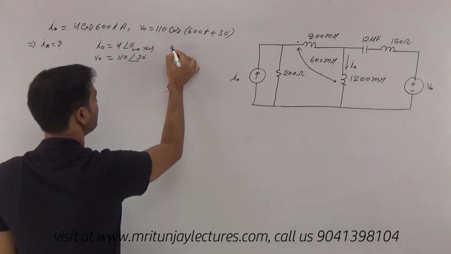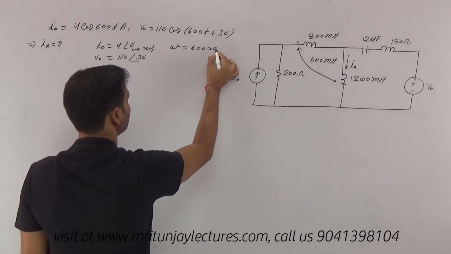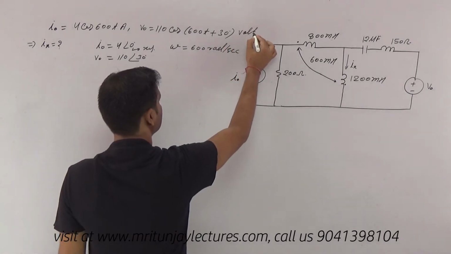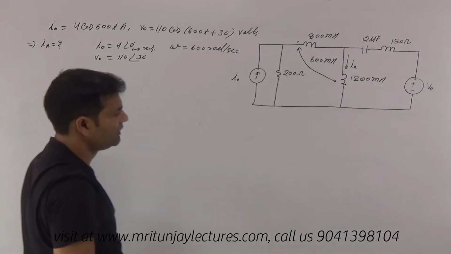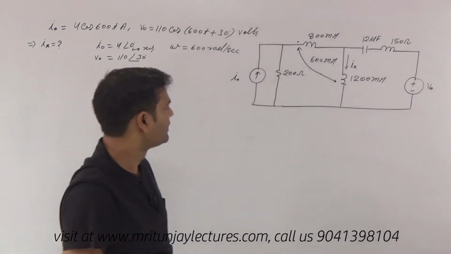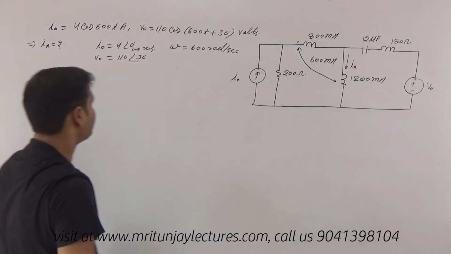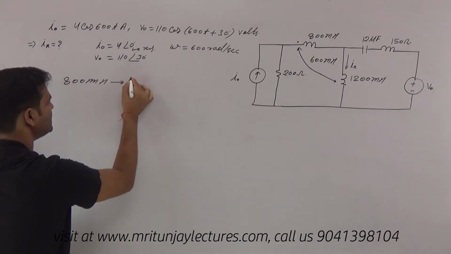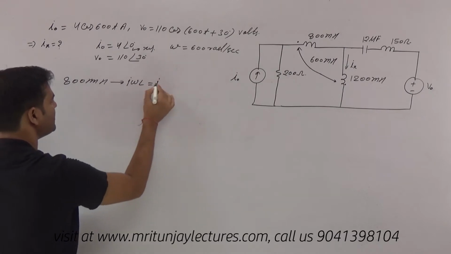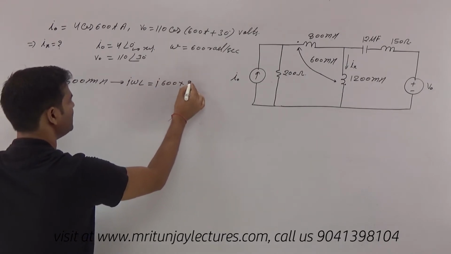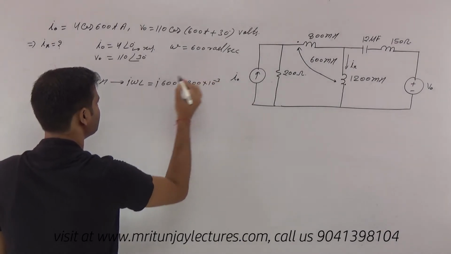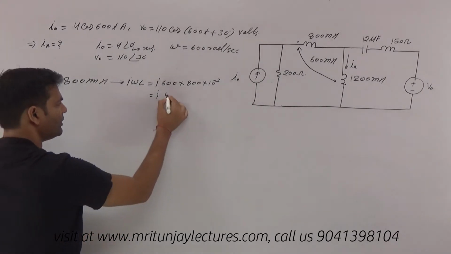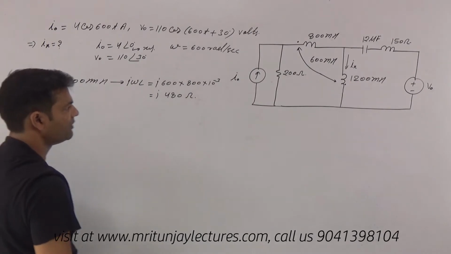And what about omega? That is 600 radian per second. It is given in bold, so that's why it is written corresponding to 600 radian per second. Clear? Now this is in ohms, and this one is converted. 800 millihenry is converted into j omega L, where omega is 600 and L is 800 into 10 to the power minus 3. So j times 600 times 800 times 10 to the power minus 3 gives j480 ohm.